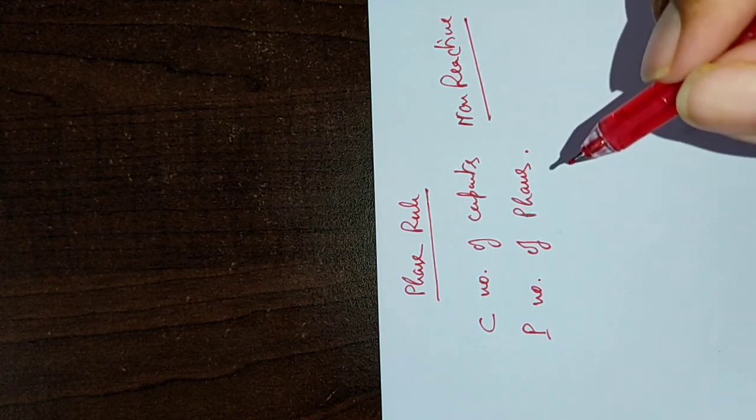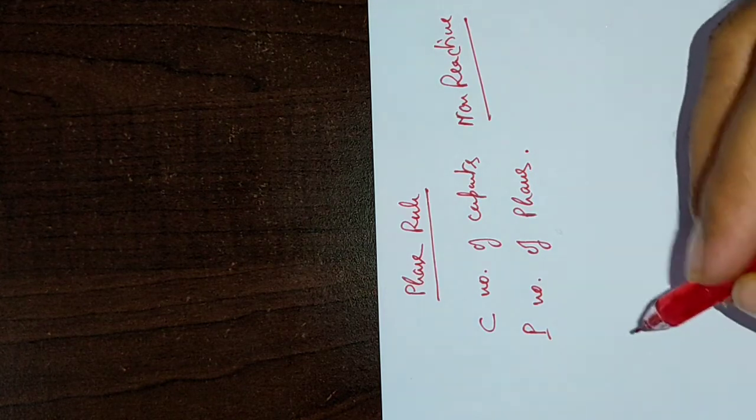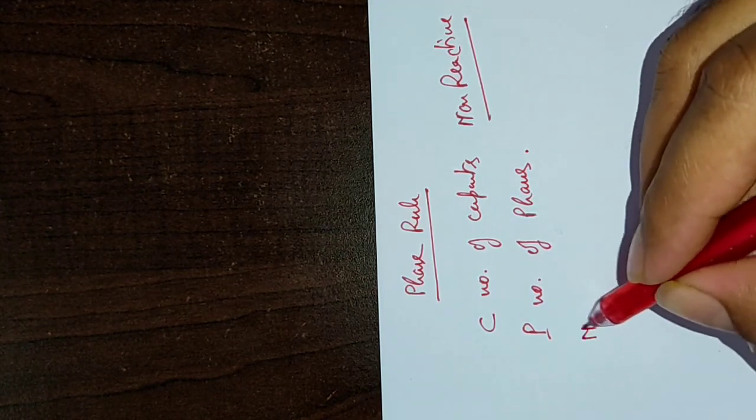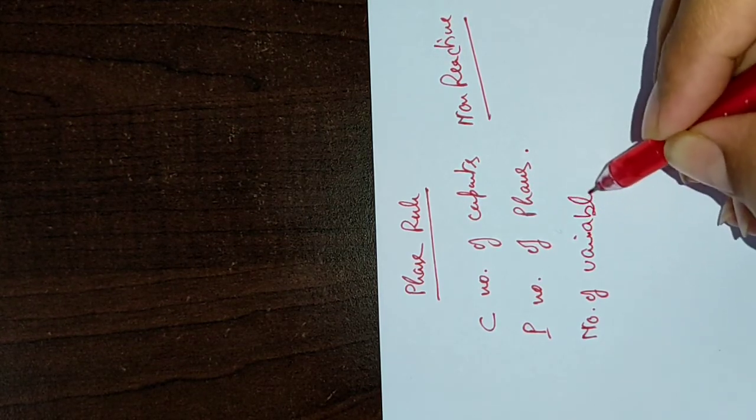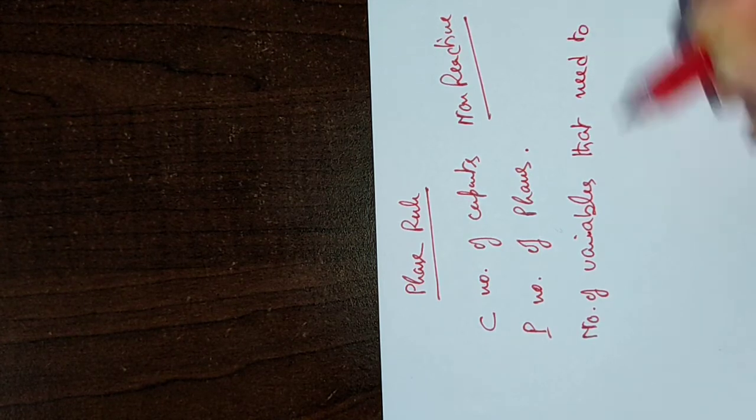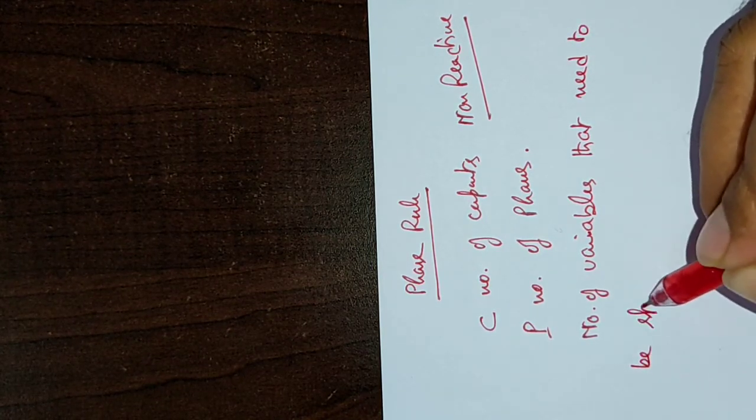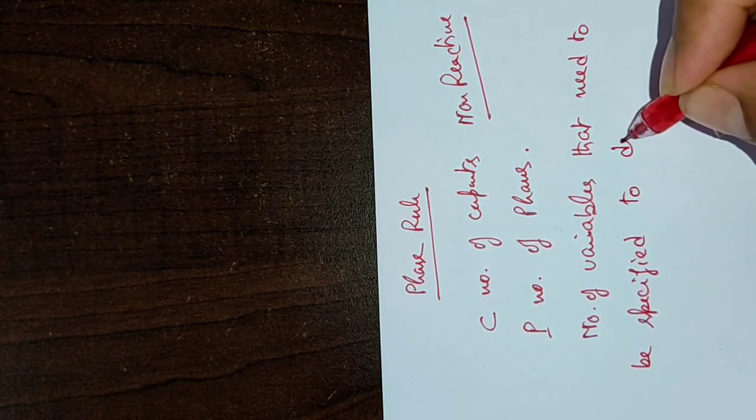So, how many number of variables need to be specified? You have to find out first. Number of variables that need to be specified to describe the system.